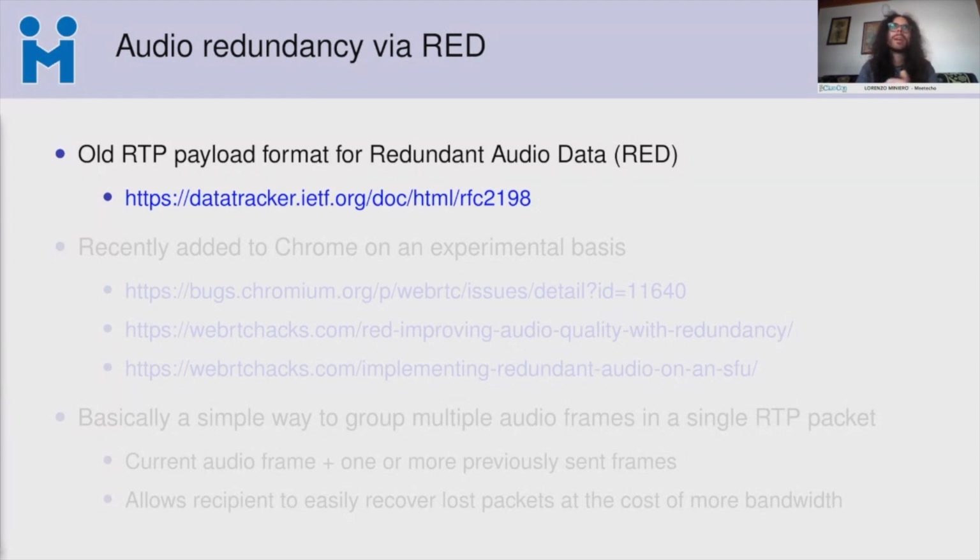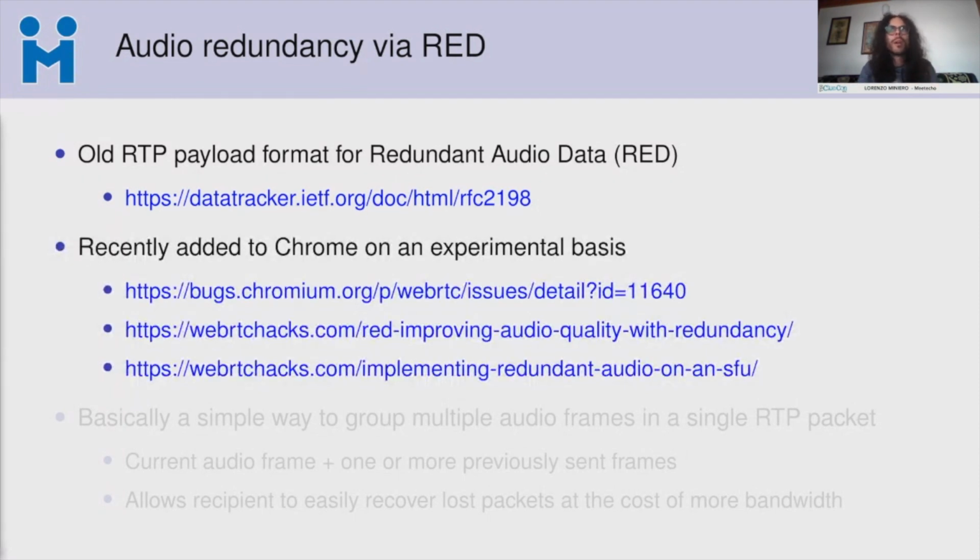But this is something that Chrome developers in particular started looking into in order to make sure that the audio quality could be enhanced even more, because even though Opus FEC, forward error correction, can help, it doesn't always help as much as it could. And so basically the Chrome developers started experimenting with this a bit in order to see if this old technology could also be useful today. And so you can find there some pointers.